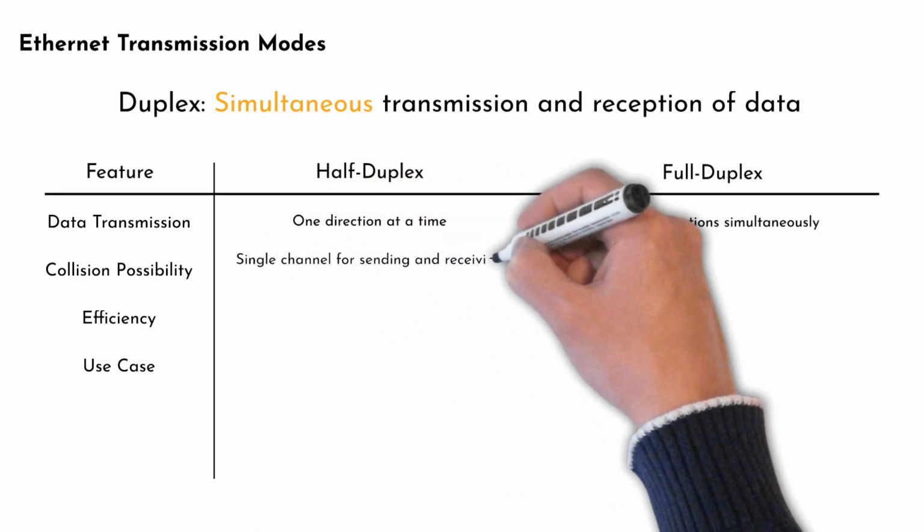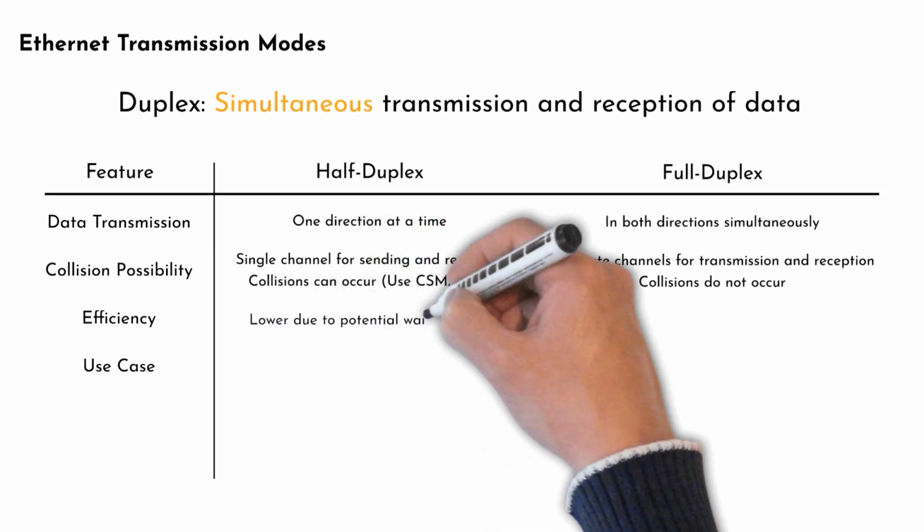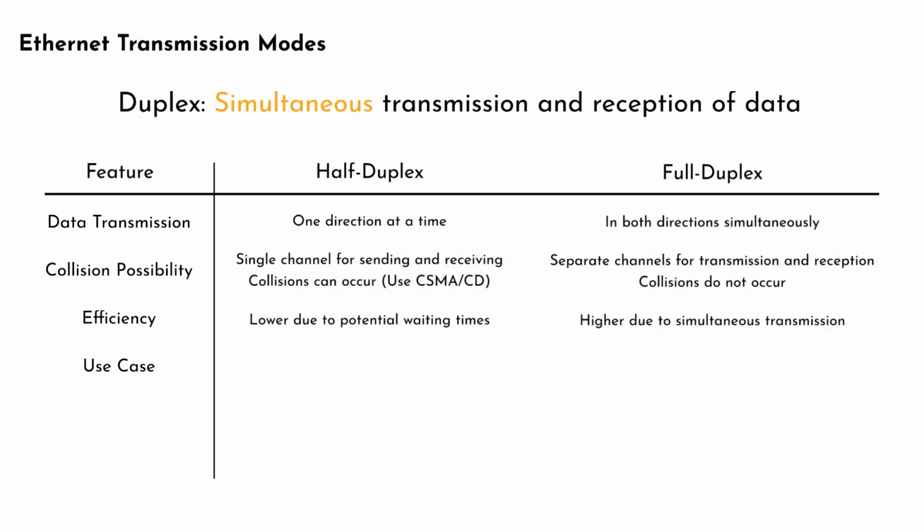In half-duplex mode, both devices share a single channel for sending and receiving, increasing the risk of collisions if both attempt to transmit simultaneously. In contrast, full duplex systems have separate channels for transmission and reception, allowing both actions to occur simultaneously without interference. Consequently, half-duplex networks are generally less efficient than full duplex networks, particularly as traffic increases, since devices cannot send and receive data concurrently.